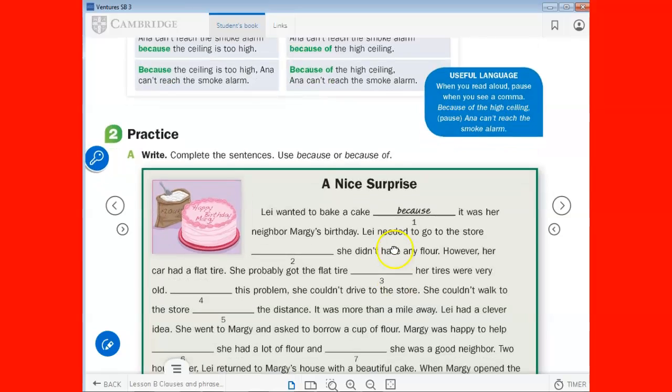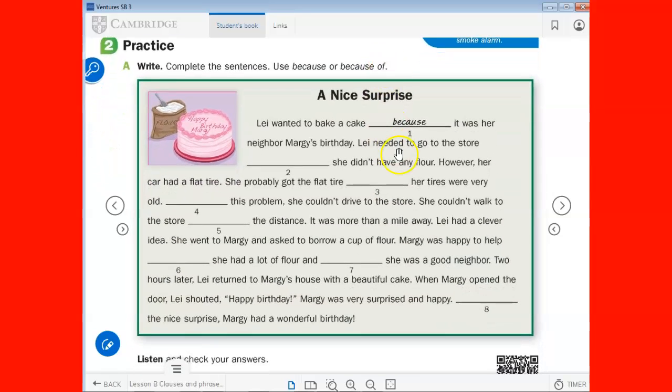Okay, now, let's take a look and see if you can fill out the blanks here. You have to use because or because of in these blanks. See if you can put the correct answer in your notebook. So I'm going to pause the video, get your notebook out if you're watching, and see if you can put the correct word or words, phrase in the blanks.